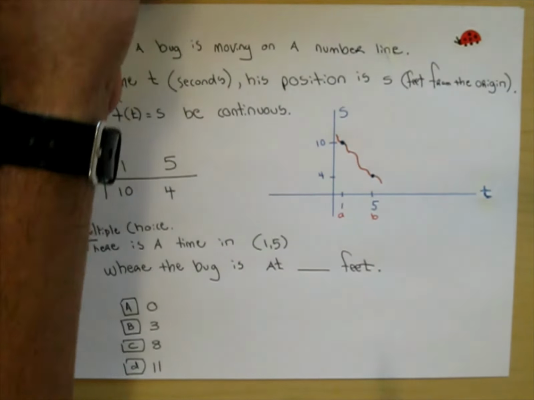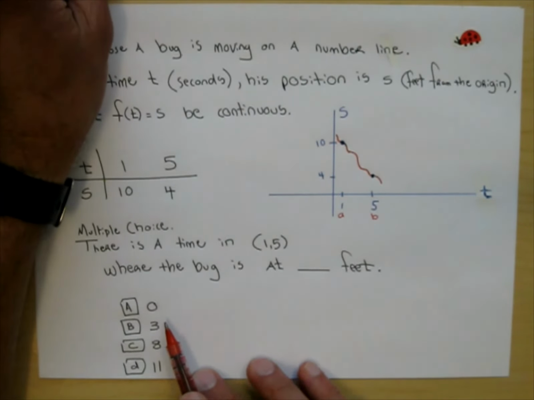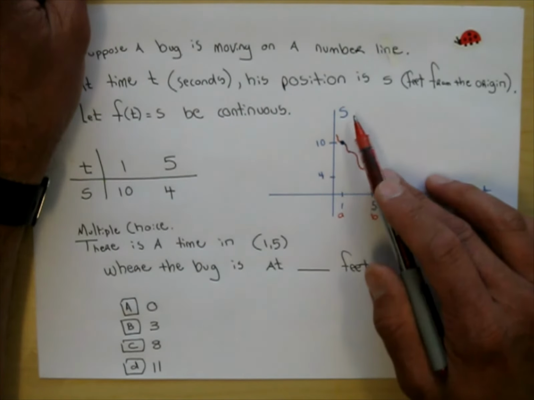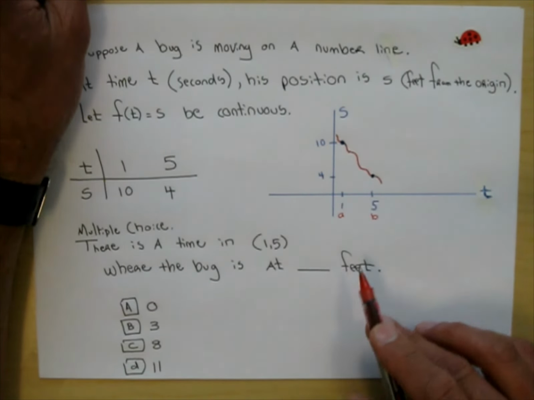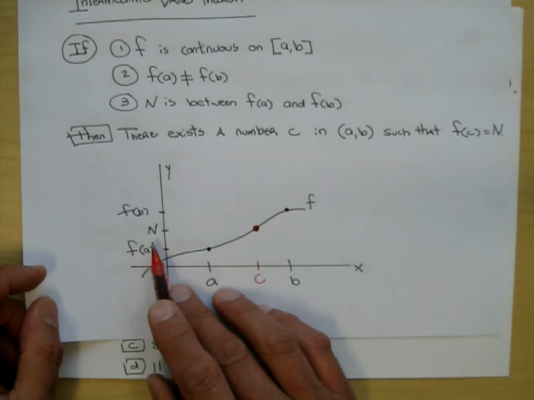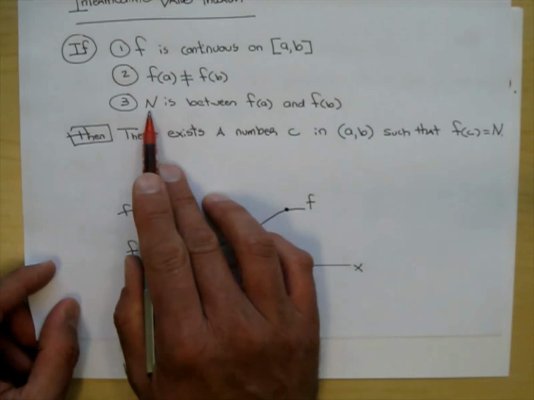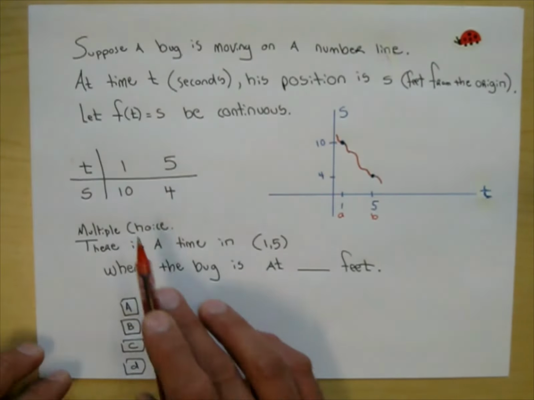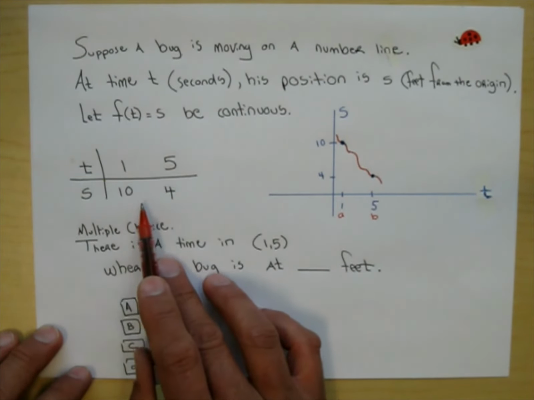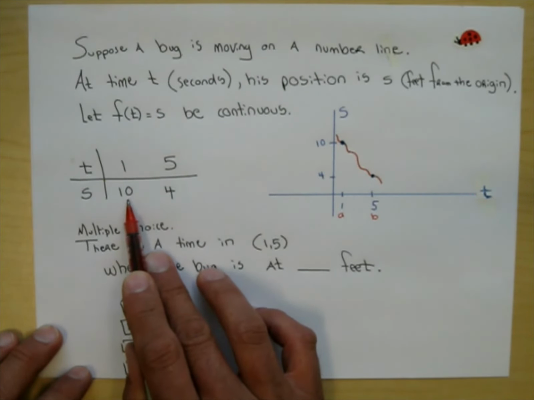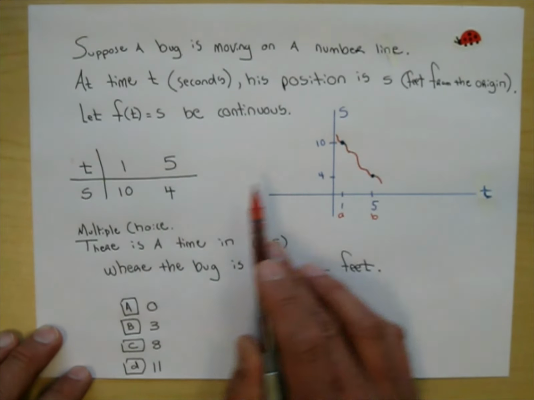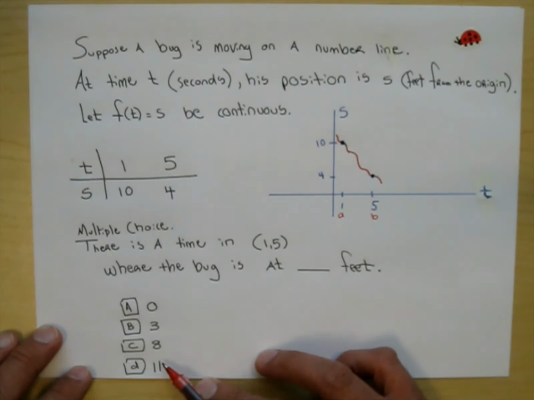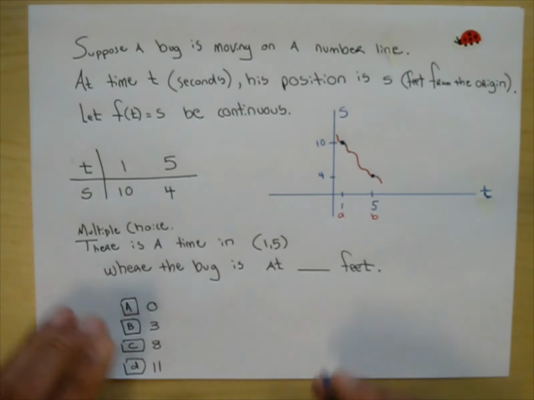Well, with the intermediate value theorem, we're trying to find the n, because these are on the s-axis, because it says feet. They didn't give us the n, but what does it say about n? n has to be between f of a and f of b. And in this case, n has to be between which two values? f of a, which is 10, and f of b, which is 4. So it has to be between these two values. So which one of these is between 10 and 4? Well, that would be 8.